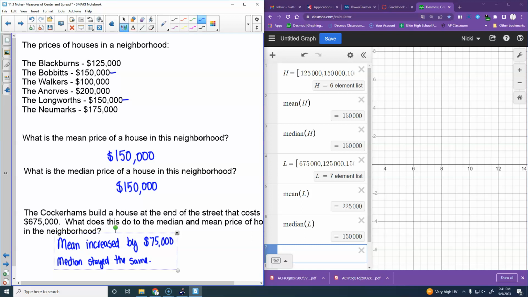If we use mean, it is $225,000. How many houses in the neighborhood are worth $225,000 or more? Just the one, right? Just the great big one at the end. Nobody in the whole neighborhood has a house worth $225,000 except for the Cockrams, right? So by using mean, it makes it look like the houses in the neighborhood are worth more than really any of the houses are worth. They're really not worth $225,000.